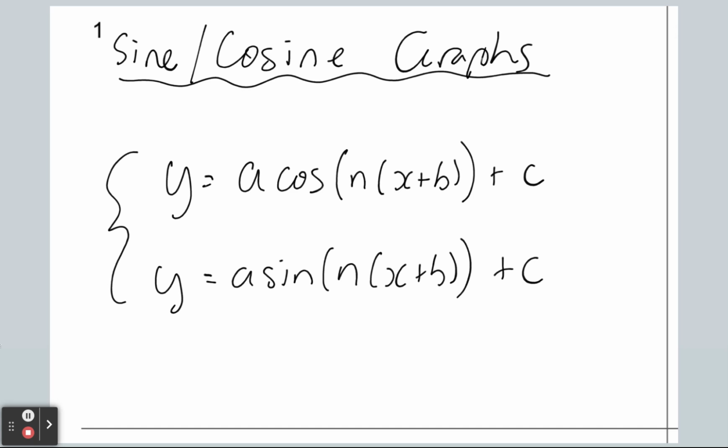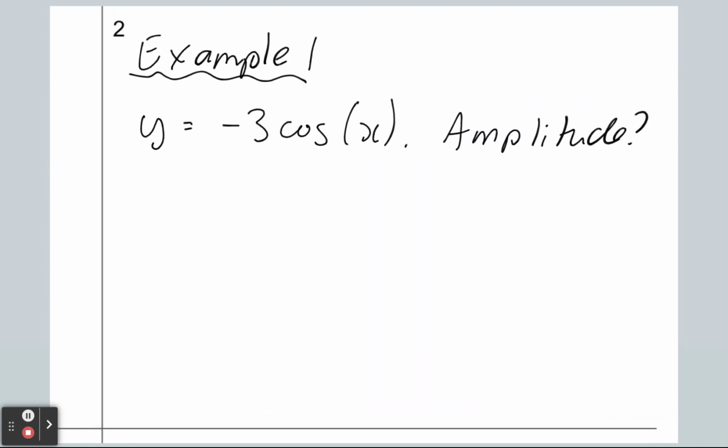So what we're going to do now is have a little look at a few examples which just look at that language that we should be familiar with when it comes to transformations of graphs. And I'm going to just look at a few questions and that'll do it for this video. So here's our first example.